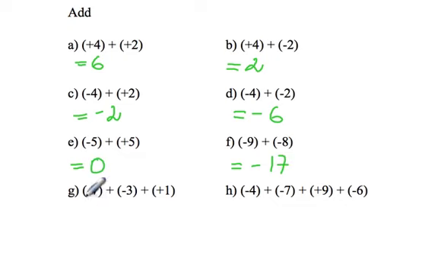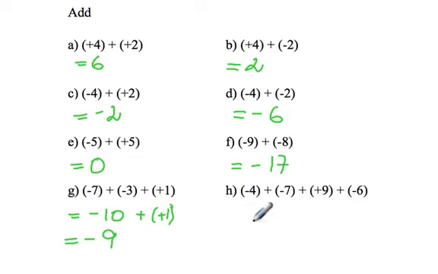Question G, we have 3 integers that we have to add together. You can do it all in one step or step by step. Negative 7 and negative 3 equals negative 10, and we still have that plus 1 there. Negative 10 and a 1 equals negative 9.